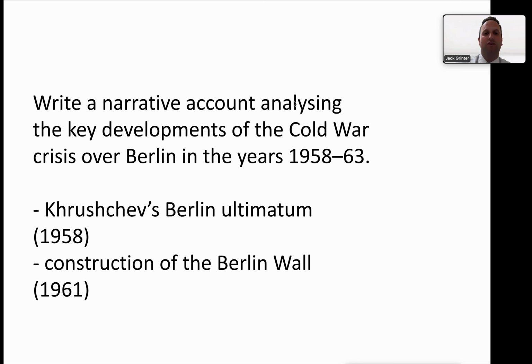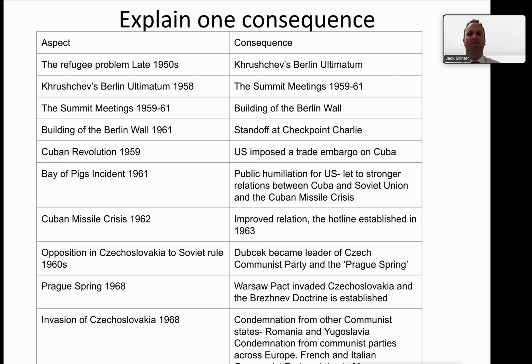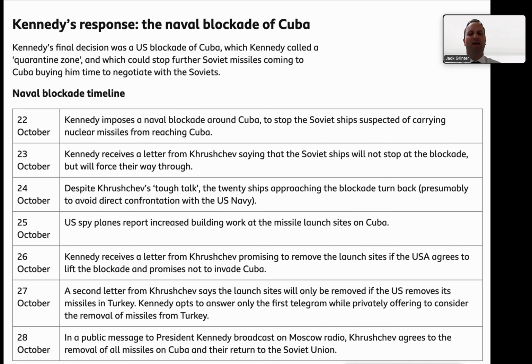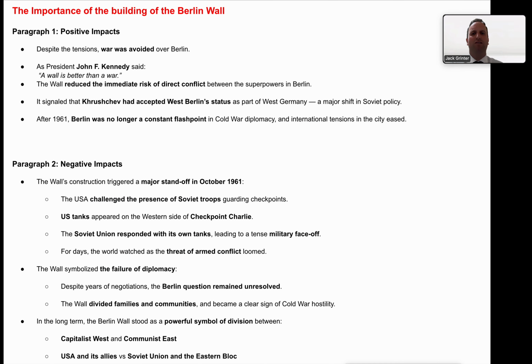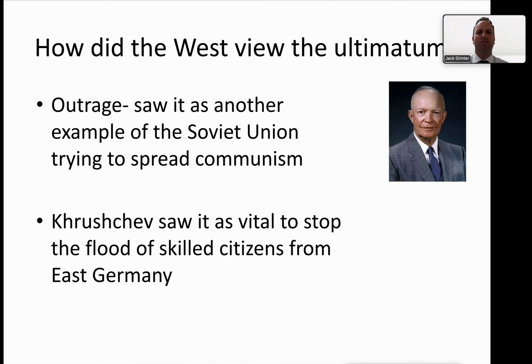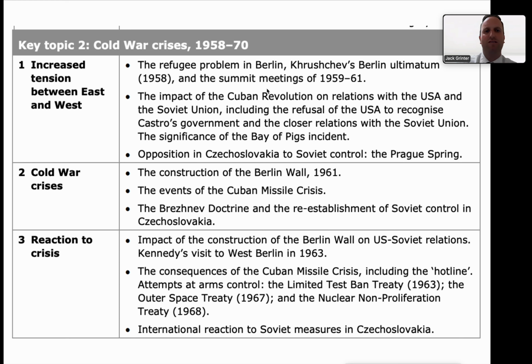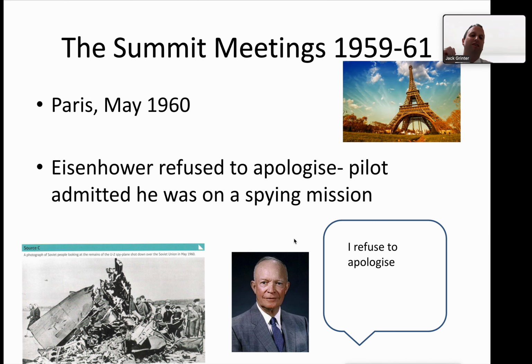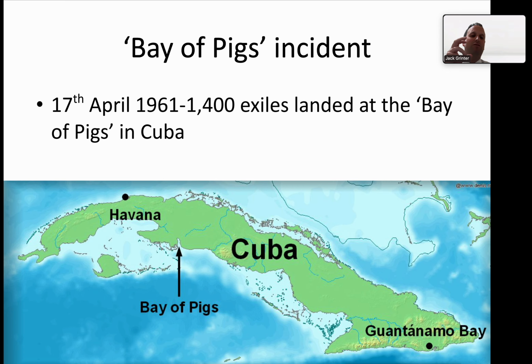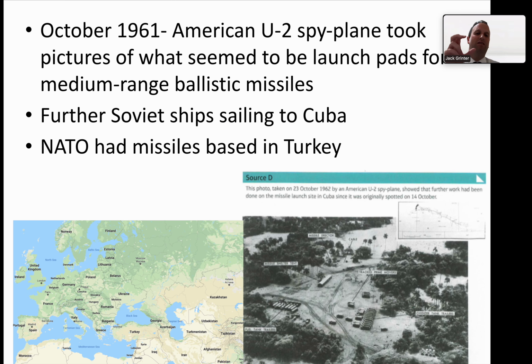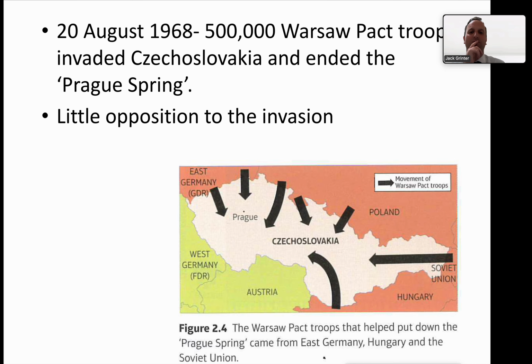So if it was this one, the crisis over Berlin, what you do is start with the refugee problem. You'd then write about the Berlin Ultimatum. You'd then write about the summit meetings. You'd then write about the building of the Berlin Wall and the impact of that. Okay? And you can see that would actually be on the specification. Let's go back to the specification for Key Topic 2. You can see refugee problem, Berlin Ultimatum, summit meetings, construction of the wall, and then the impact of it. Okay, and the key thing with the narrative question is you explain the sequence of events. You go from the Berlin Ultimatum, how that led to the summit meetings over Berlin.